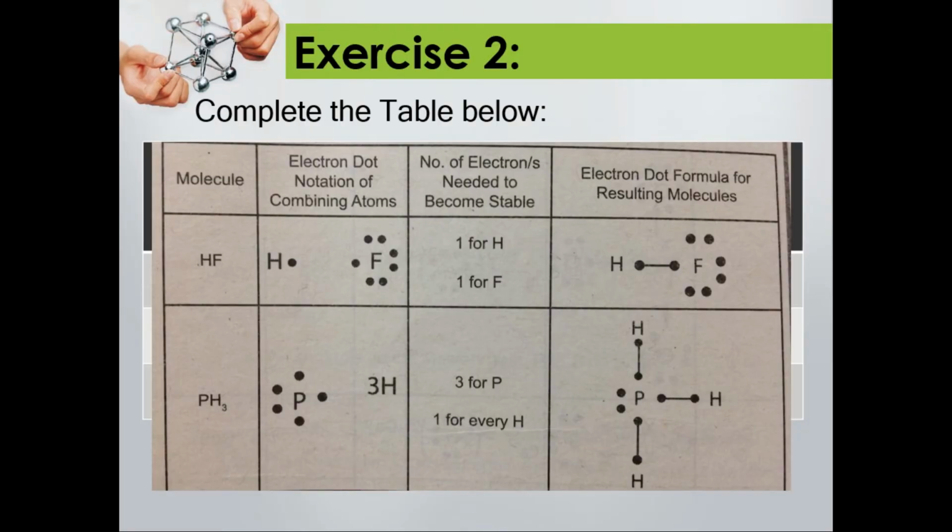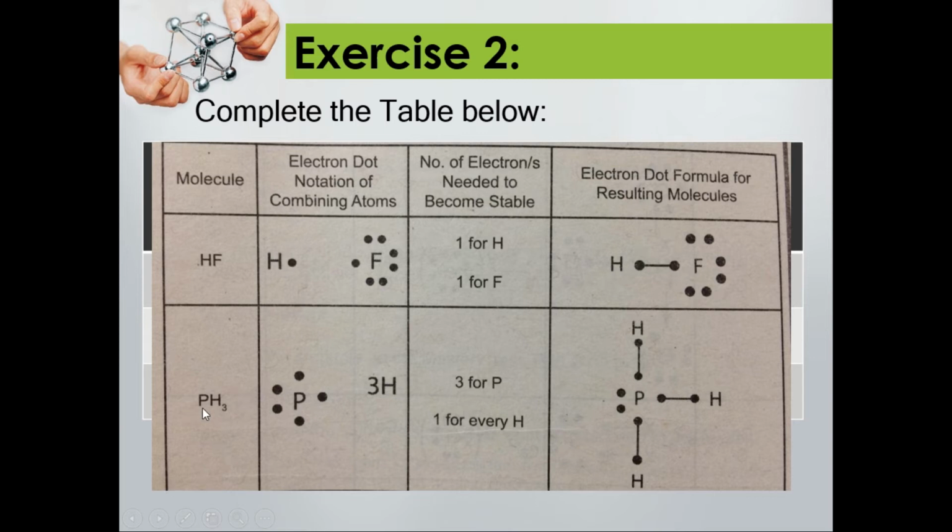So we have here a table wherein we can see the combining of our atoms, how they bond together. So we have HF, hydrogen and fluorine. Hydrogen has 1 electron, while fluorine has 7 electrons. So they both need 1 electron to become stable. That is why they are going to share, as we can see here. So they are sharing their electrons with each other.